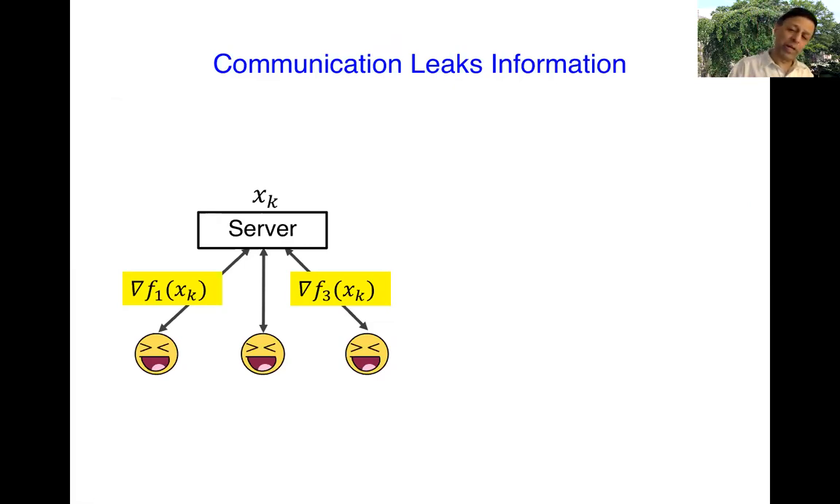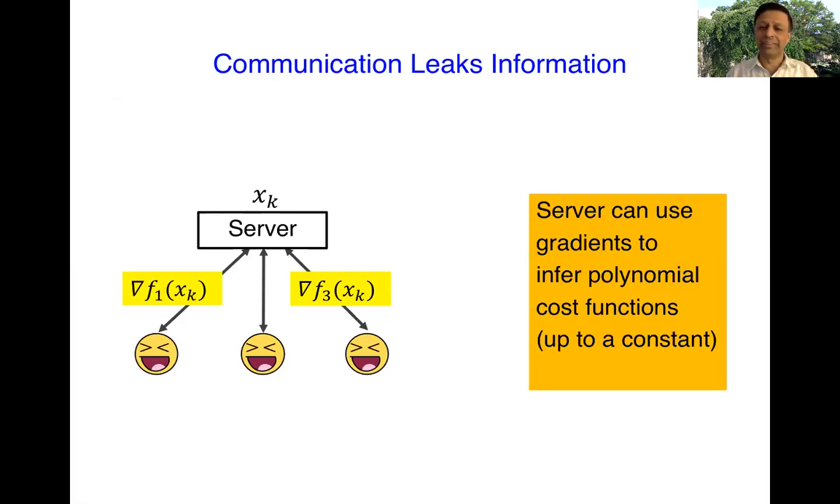So if you're agent number 1, you might want to learn the cost function of agent number 2. Or if it is a machine learning setting, agent number 1 may want to learn the data that agent number 2 has. And similarly, the server may want to learn something about the agent. The server may want to learn cost function f1 of x, or in machine learning, the server may want to learn the data of this agent. And the goal now is to try to prevent the server from learning information like that, or the other agents for that matter.